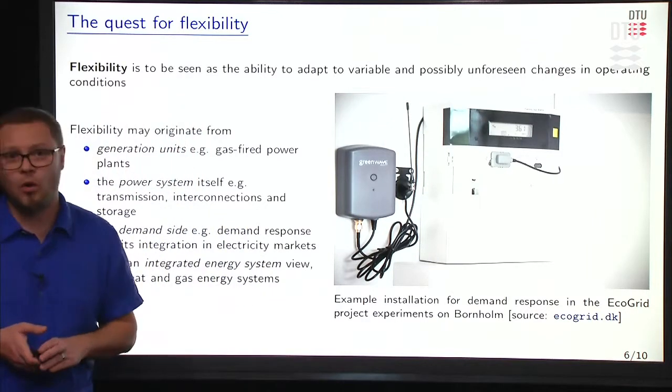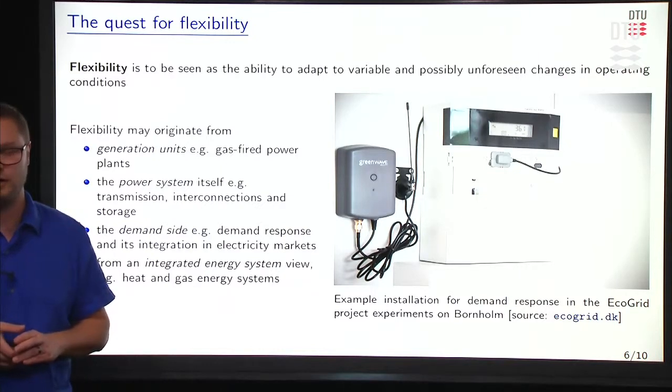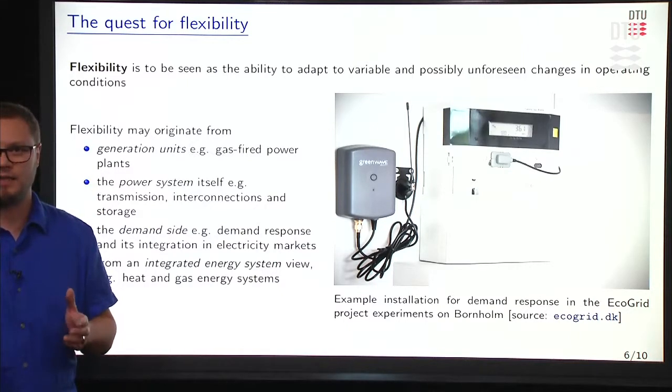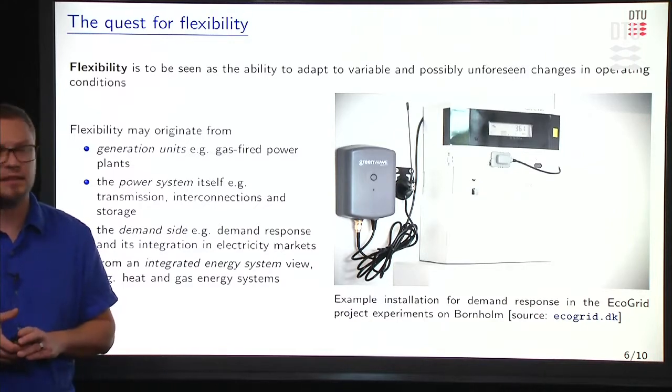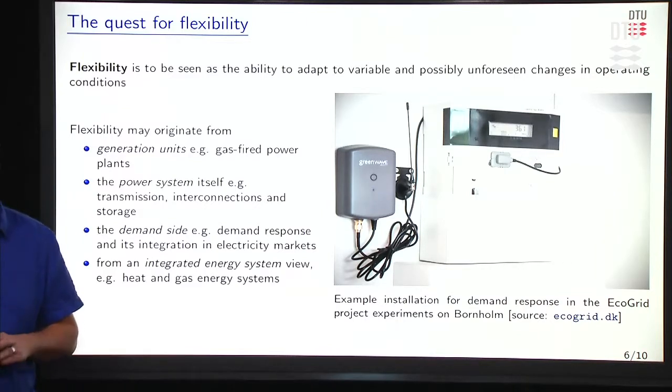So, based on all these impacts of renewable energy on electricity market and system operation, what is the solution we are looking for? One thing that we see out there is the quest for flexibility. Flexibility is to be seen as the ability to adapt to variable and possibly unforeseen changes in operating conditions. In practice, this flexibility may originate from generation units, so you may think of gas-fired power plants, the power system itself, so you may think of HVDC, the thermal rating of the line, and storage.